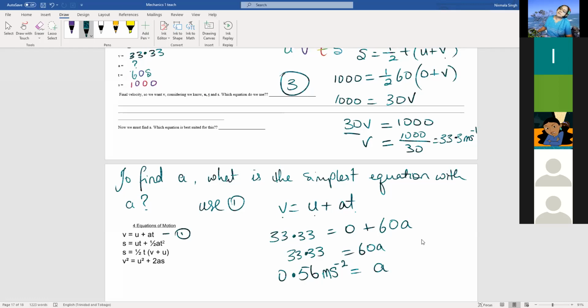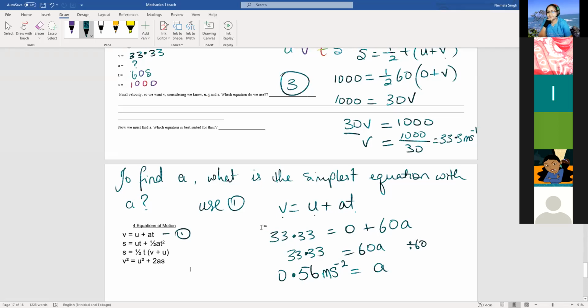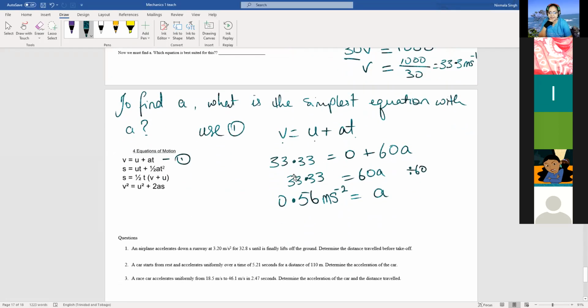Meters per second squared. Try it on the calculators. Remember to get rid of the 60, you divide both sides by 60. Anytime you want to get rid of the coefficient in front of a letter, all you have to do is divide both sides by the number. All right, anybody got that when they tried it? Good.